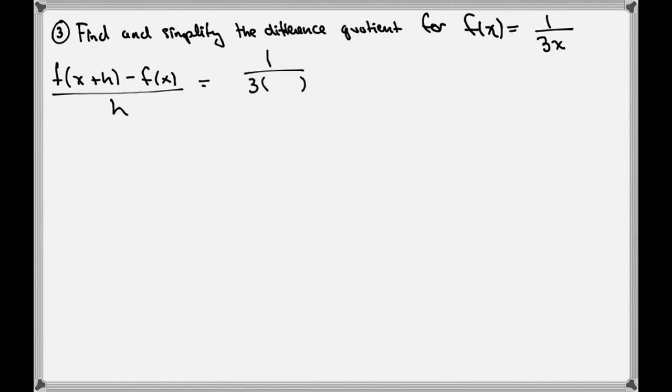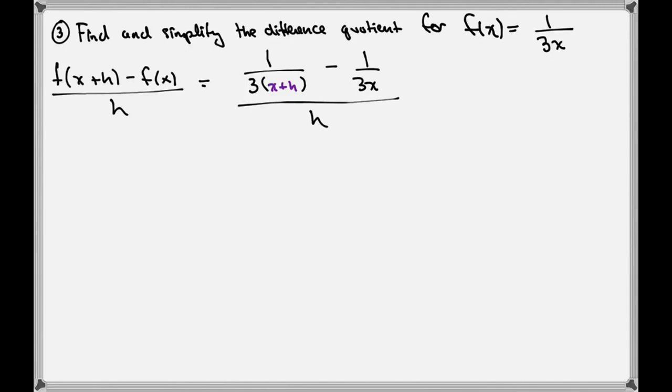First thing I need to do is evaluate my function. It's going to be 1 over 3 times the input, which I'm going to put in parentheses here. For the first term, that input is x plus h. For the second term, I need to evaluate it at x, so it's going to be minus 1 over 3 times x. Everything's being divided by h.